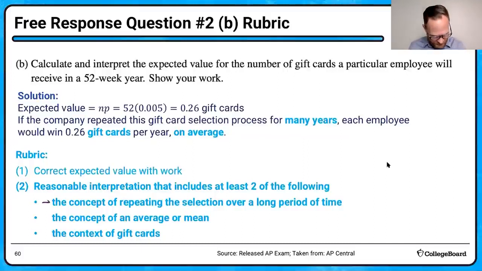So the first idea, the concept of repeating the selection over a long period of time, well, we said many years there. The second one, the concept of an average or a mean, we got that right at the end when we said on average. And then the third one, the context of the gift cards, we provided that right here as a unit attached to our expected value. So this is the second time now that we're seeing context showing up in the rubrics. So once again, anytime you can include context in your responses, you're going to want to do that.